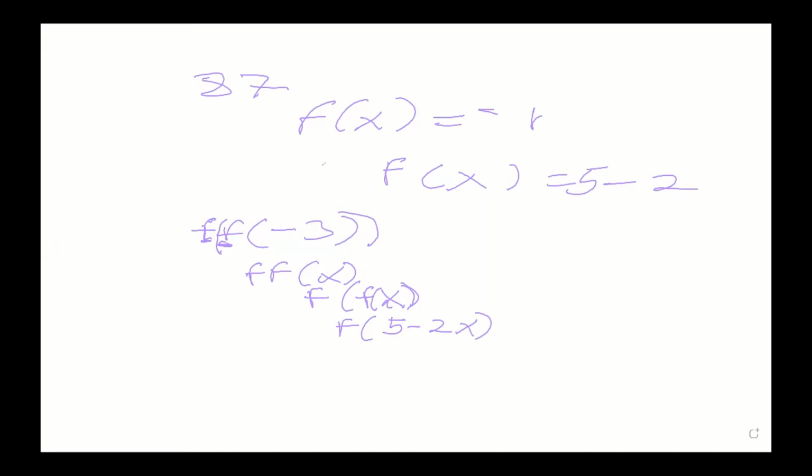Therefore, this 5 minus 2x is the one we shall put in the place of what? Of this x here, the one at f of x. This is where this 5 minus 2x will be put. Therefore, we shall get 5 minus 2, and remember, this is what you are going to replace the x with, 5 minus 2x. And this will be f of x equals to that.